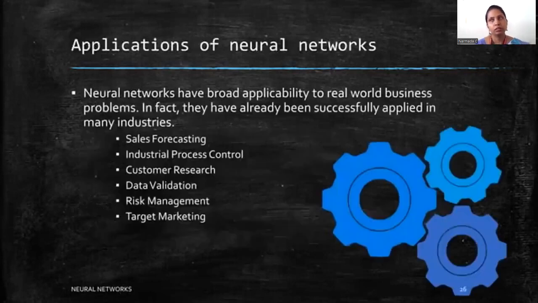Let's see the applications of neural networks other than the medical field. Neural networks have broad applicability to real-world business problems. In fact, they have already been successful in many industries, like sales forecasting, industrial process control, customer research, data validation, risk management, and marketing. Based upon neural networks, there are many industries playing a vital role, which earn a lot of profits by analyzing the data sets of their customers.